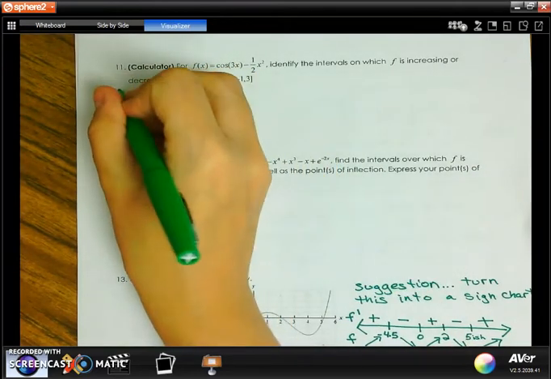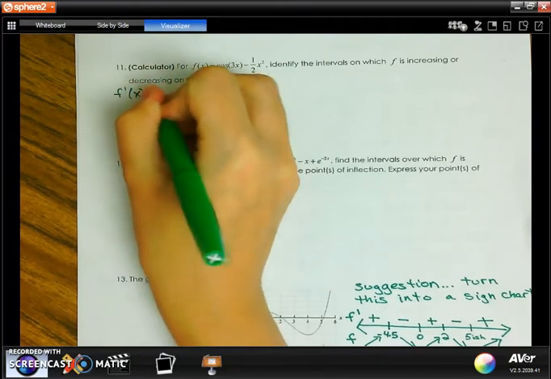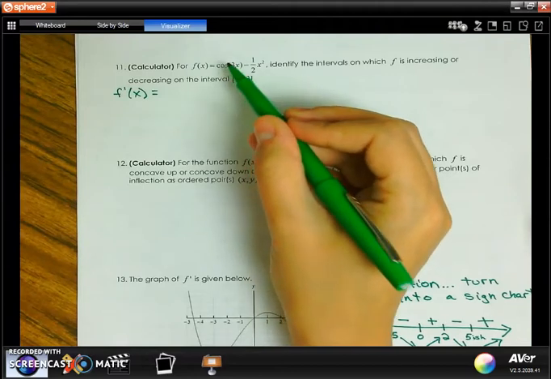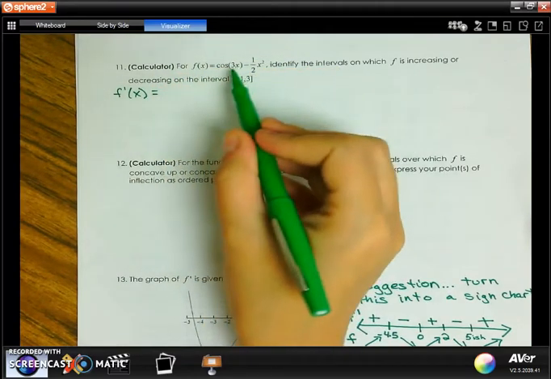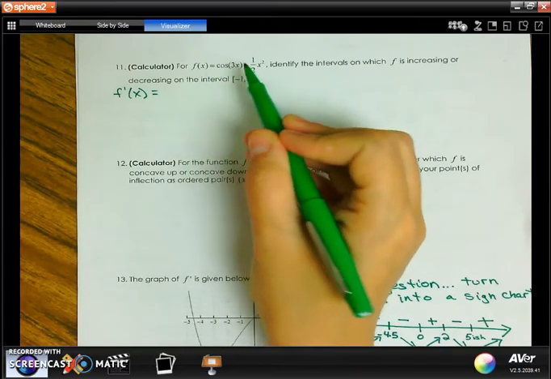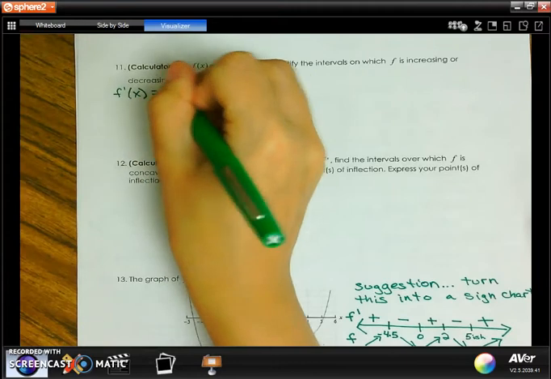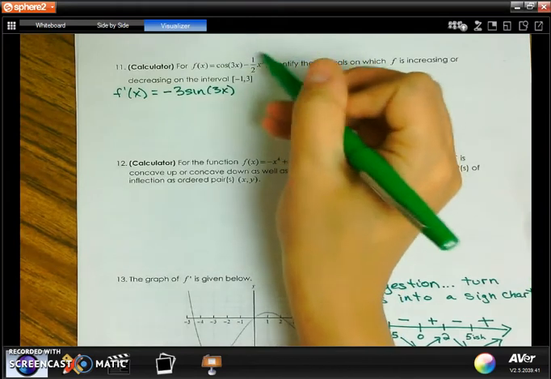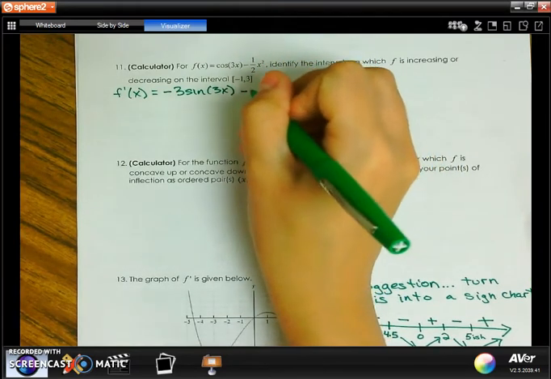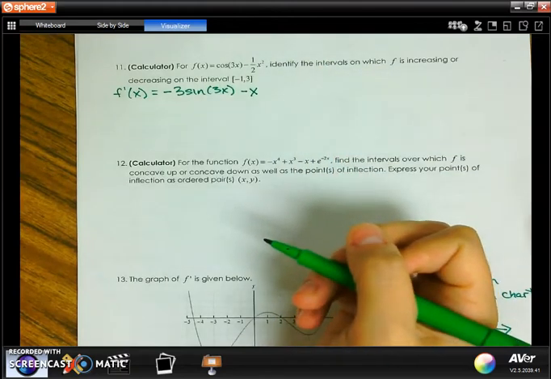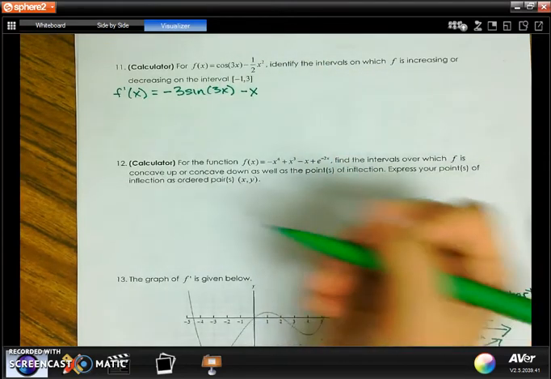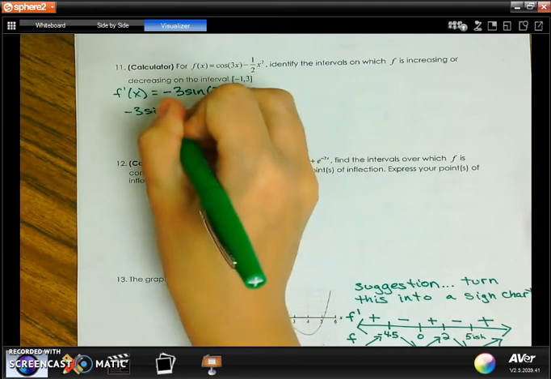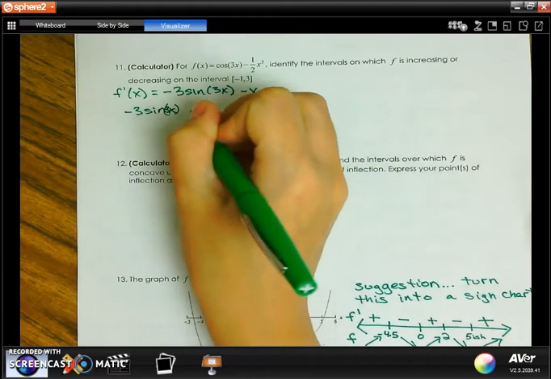So when you're trying to find intervals of increasing and decreasing, you should be thinking that you want to take the derivative. Careful, that's a chain rule. The derivative of cosine is negative sine, so it's negative sine of 3x times the derivative of the inside, which is 3. So it'll be negative 3 sine 3x, and the derivative of this part over here is just negative x. My goal is to take that derivative and find where it equals 0 or where it doesn't exist. I don't need to worry about this one not existing. So I'm just going to take this and set it equal to 0.